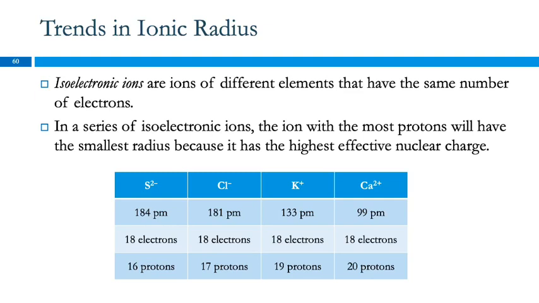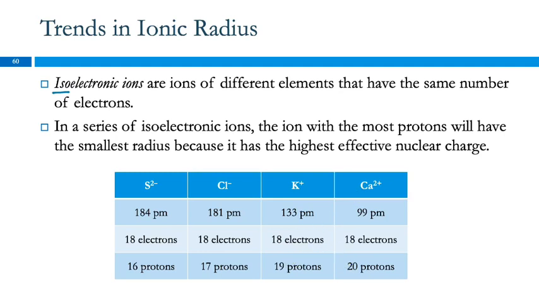Isoelectronic ions. This prefix iso means the same. So, same electron ions. These are ions that have the same number of electrons, even though they're different elements. And so that can happen with several different combinations. So here, the sulfur 2- ion. Sulfur has 16 protons. The atom has 16 electrons, but with a 2- charge, we've got 18 electrons. Chlorine has 17 protons, 17 electrons, but you get a -1 charge, 18 electrons. Same number of electrons. Here's potassium and calcium.